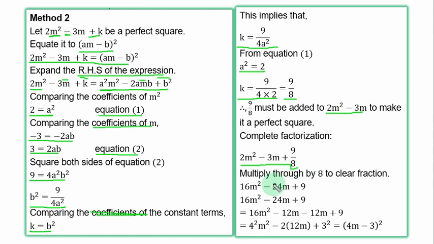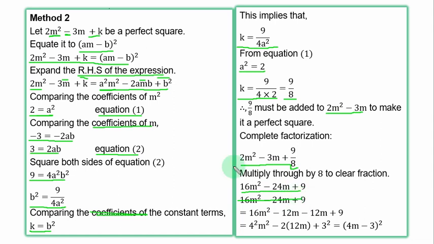When you do that, you have it in this form. Multiply through by 8. This is the resulting expression. We don't need this again.